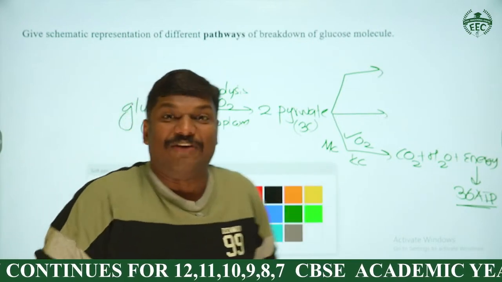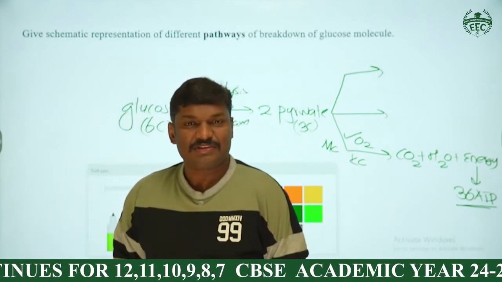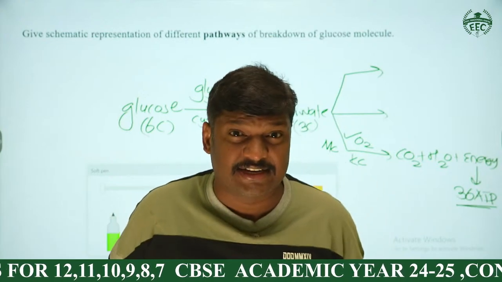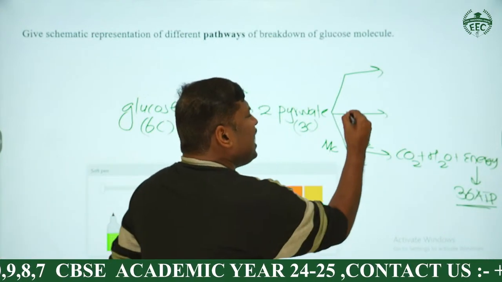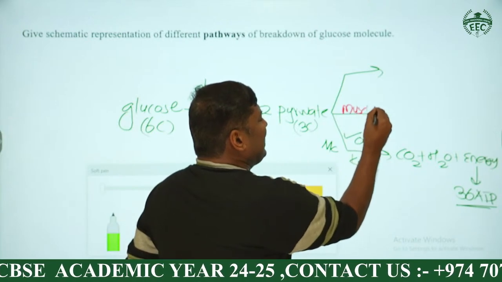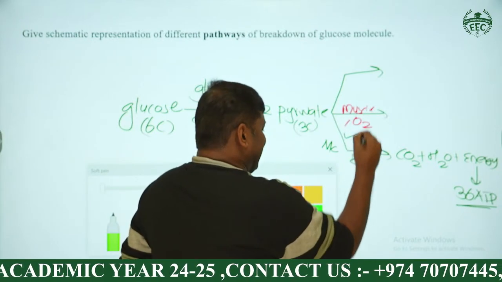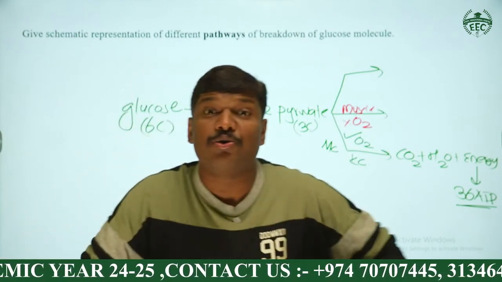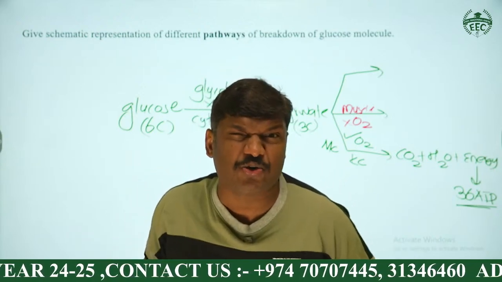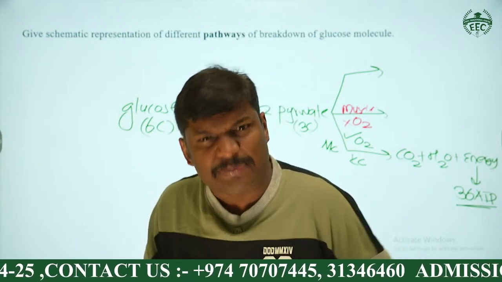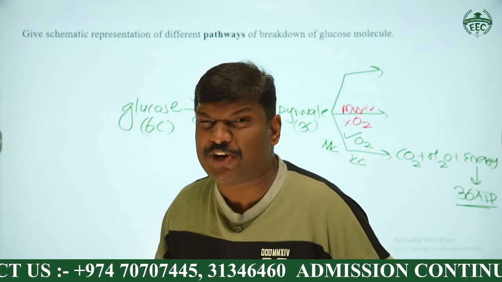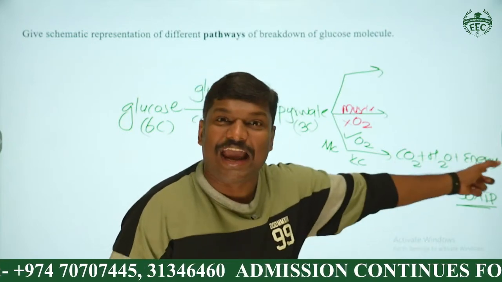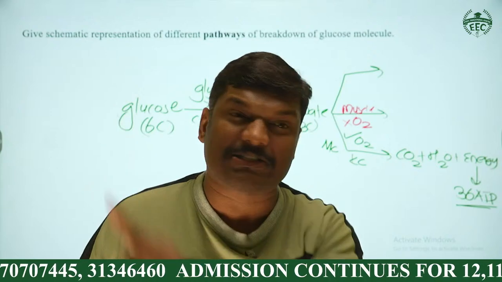Here you can see the same thing you studied, right? Whenever we are doing heavy, strenuous exercise, what will happen? Our muscle cells are lacking oxygen, my dear students. Which part of your body is working very hard? That is muscles, your skeletal muscles. And the skeletal muscles are not getting a sufficient quantity of oxygen. Means what? Instead of aerobic respiration, anaerobic respiration takes place.